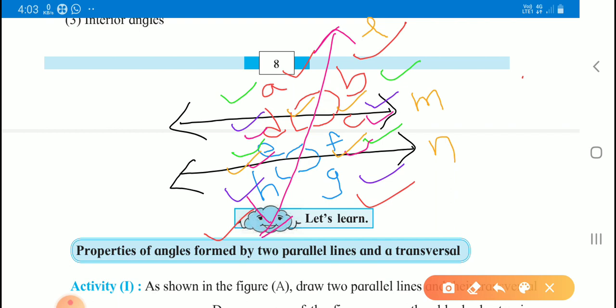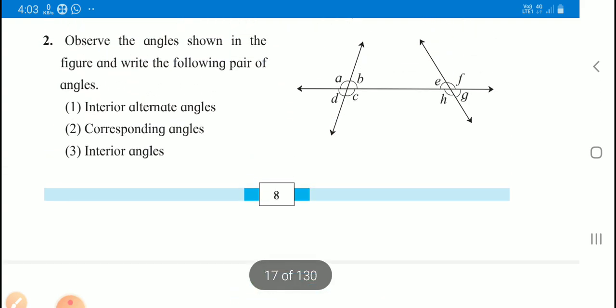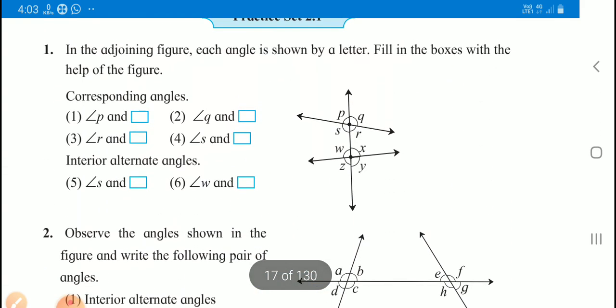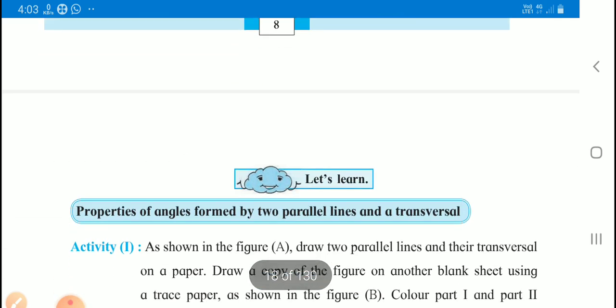So you have to draw this figure in your notebook. Okay, and solve the exercise depending on this transversal property and the pairs of angles.